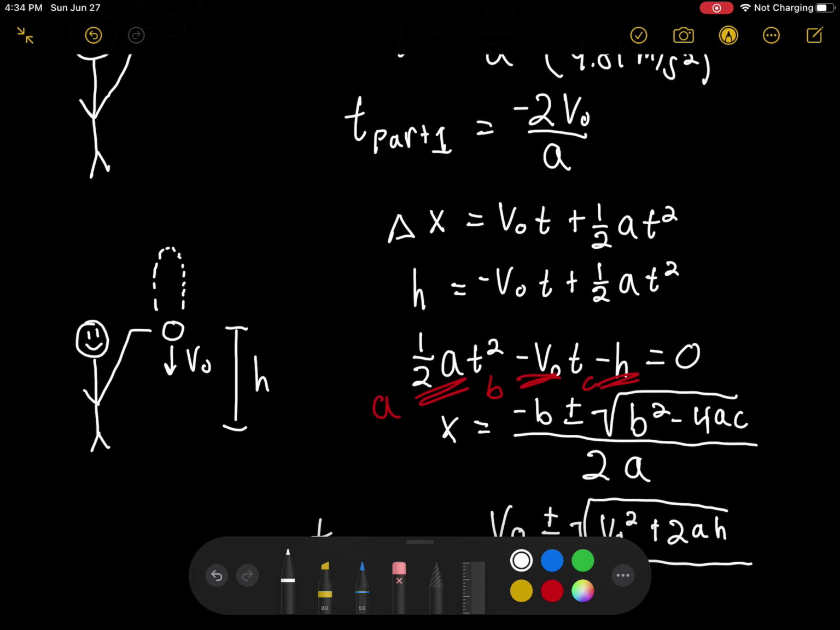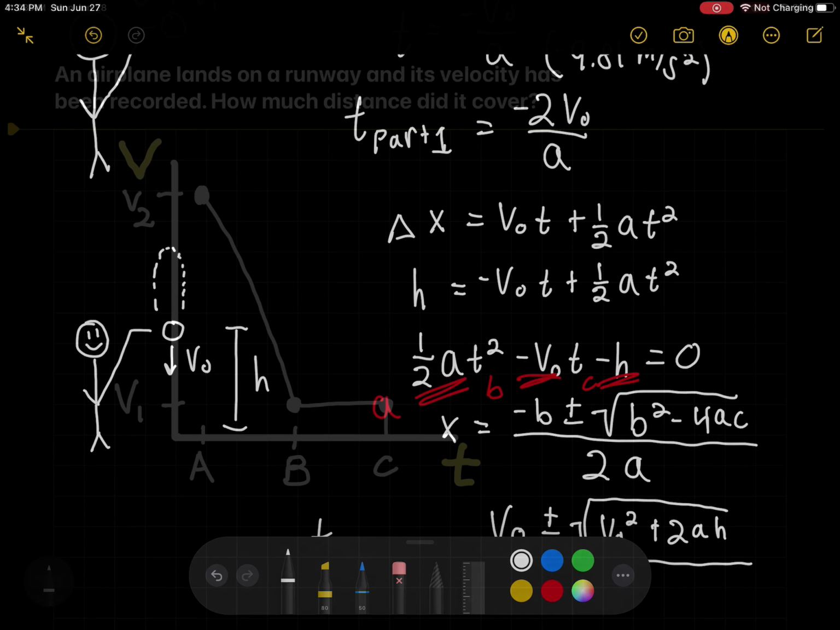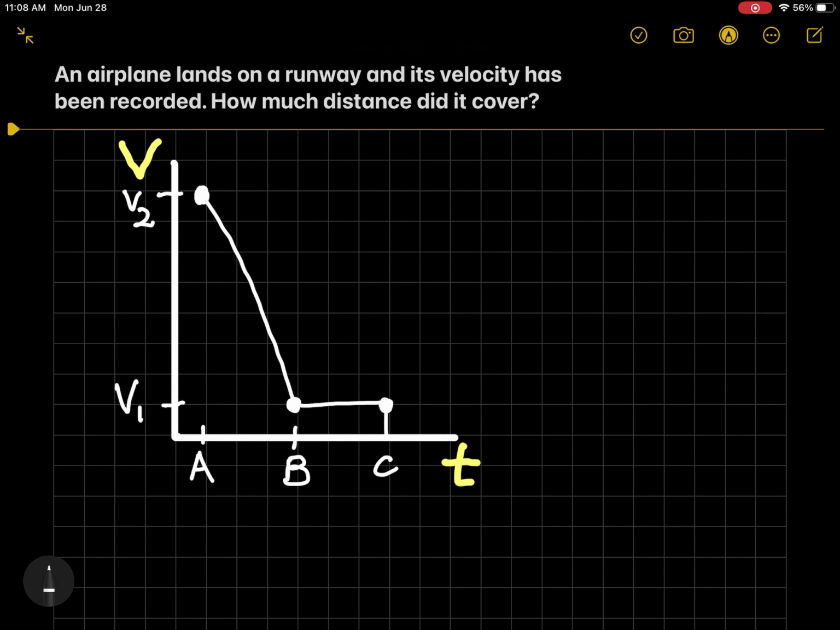We've used the first two kinematic equations for one single problem. Alright, let's move on to the next two. Let's try and analyze a graph to use the kinematic equations. So here we have an airplane that lands on a runway and its velocity has been recorded. How much distance did it cover?